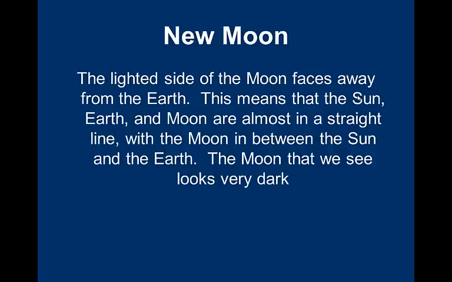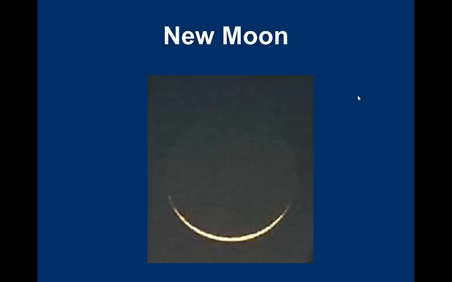In the new moon phase, the lighted side of the moon faces away from the sun. This means that the sun, the Earth, and the moon are almost in a straight line, with the moon being in between the sun and the Earth. The moon that we see looks very dark. So here's a picture of a new moon.